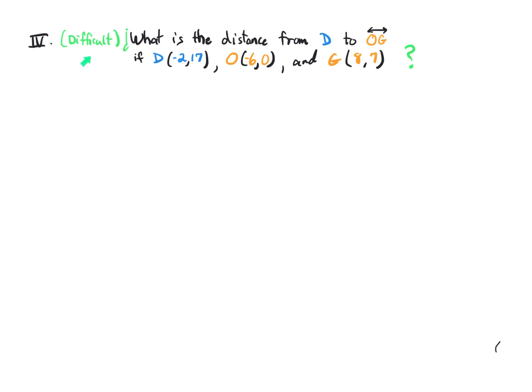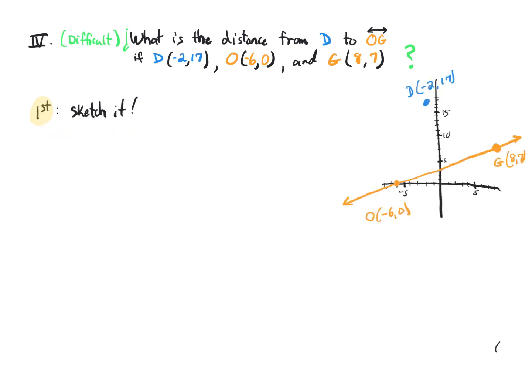And now for the most difficult question of the chapter. What is the distance from point D to line OG? This is our dog problem. Given that D's coordinates are -2, 17 and O and G's coordinates are right there. Step 1. First thing you want to do is sketch it all. So D is there, O and G are there, and there's line OG.